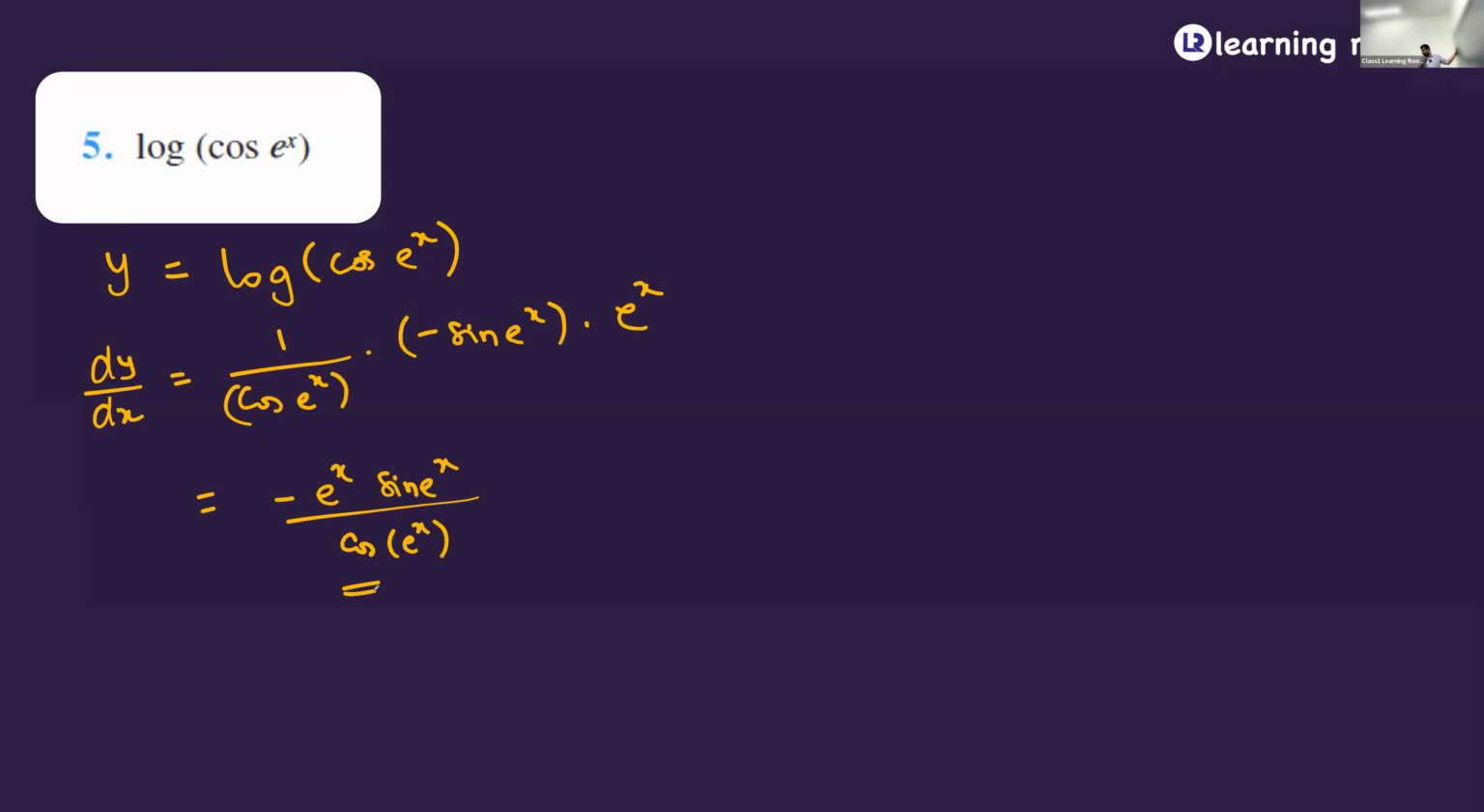Okay. So I want you to check the answer at the back also if there is any mismatch. So minus e power x into sin by cos, you can take it as tan of e power x. See, both are right. Yep. Next one.